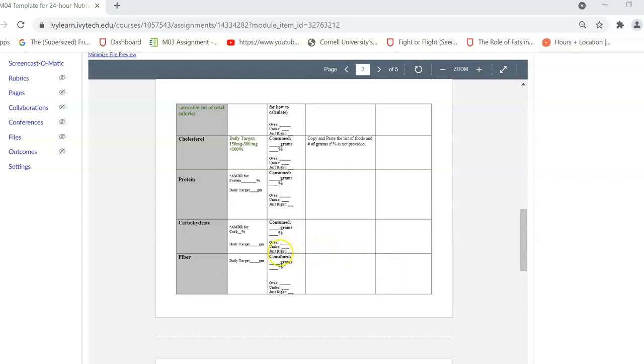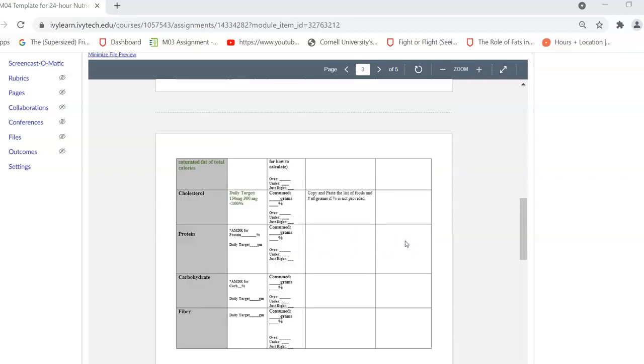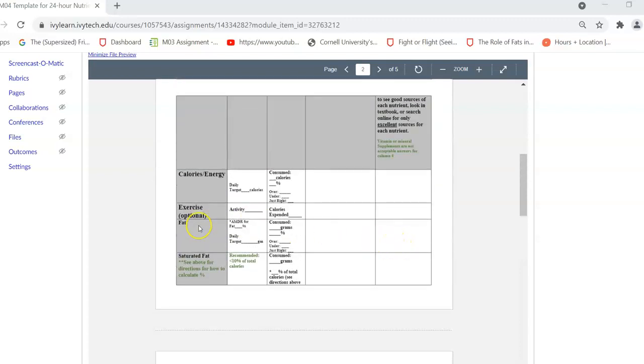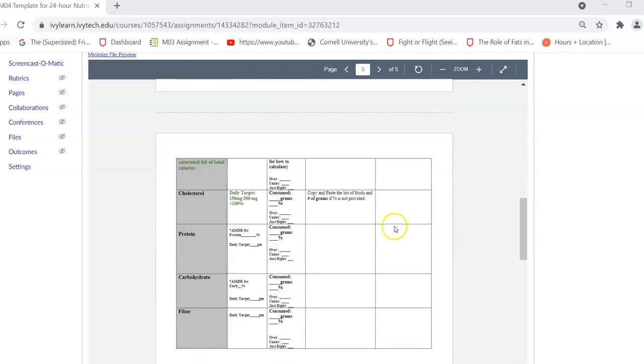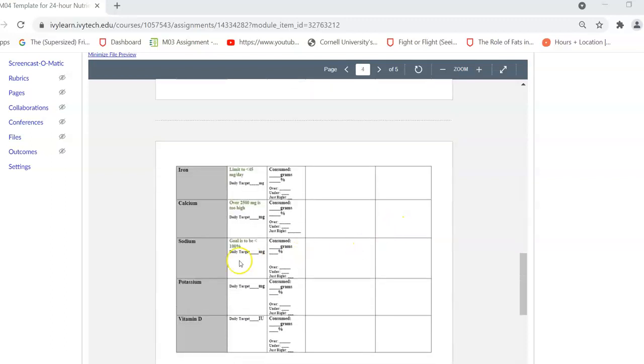If you were just right, if you did not go over, you did not go under, just about right, you can just write okay right here. You do not need to do anything different because we're pretty close, okay? All right, let's say you fell under in fat. Well, again, you're not going to try to get up to that daily target. So you can just write okay. Again, with sodium, if you are below your daily target, that's great. You're going to put okay here.